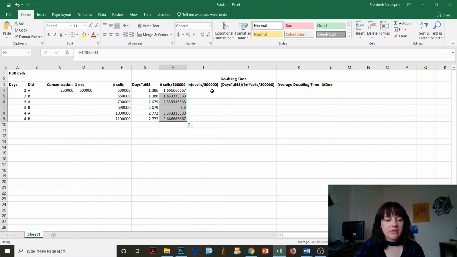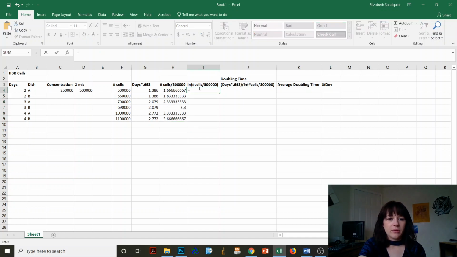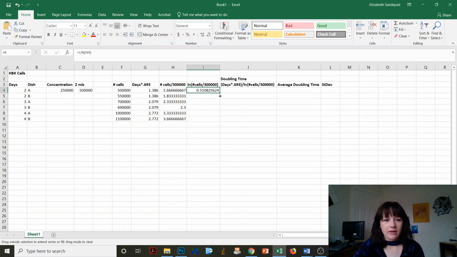Next, we have to take the natural log of that value. So you're going to say equals ln, left parentheses, highlight that number, right parentheses, and enter. And again, pull that down for everything. Now we can finally determine our doubling time.